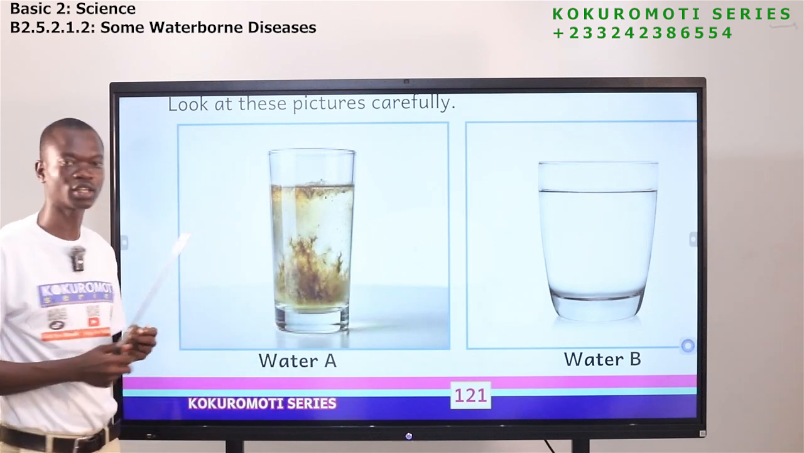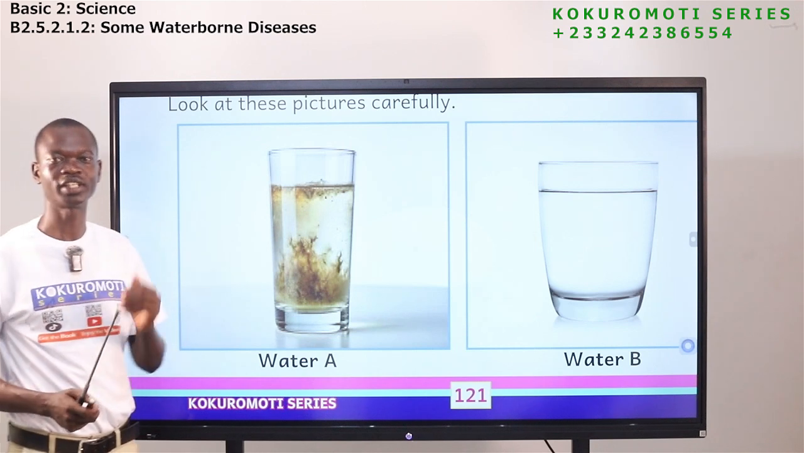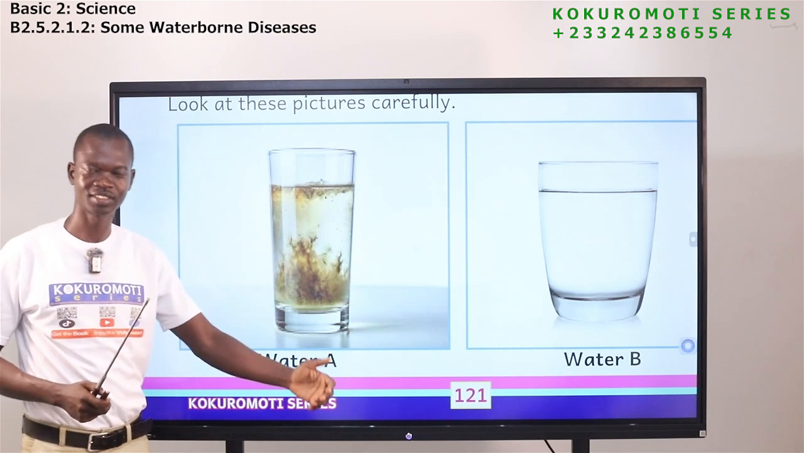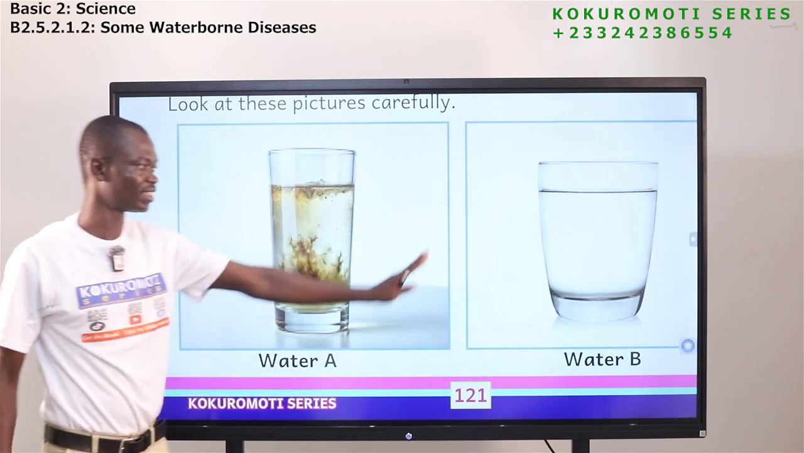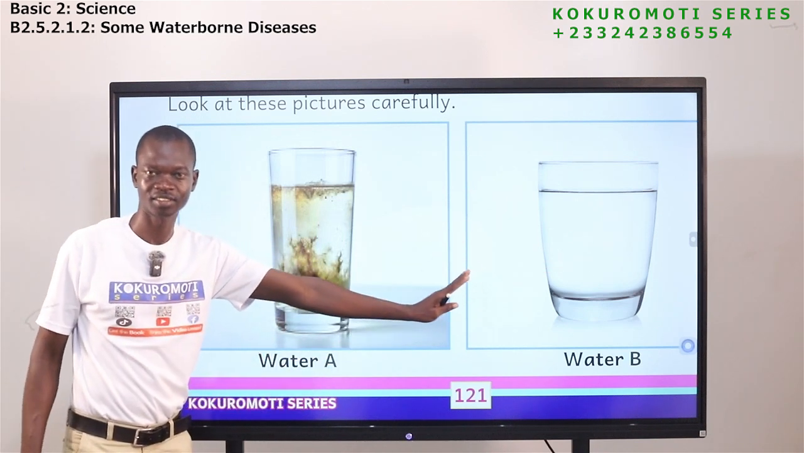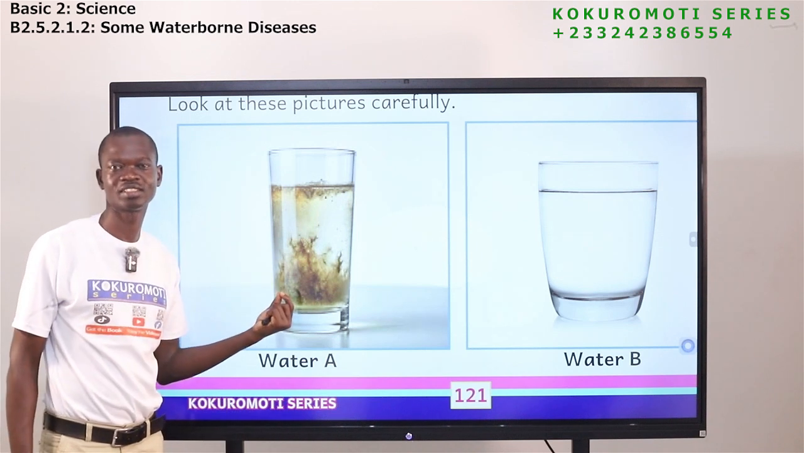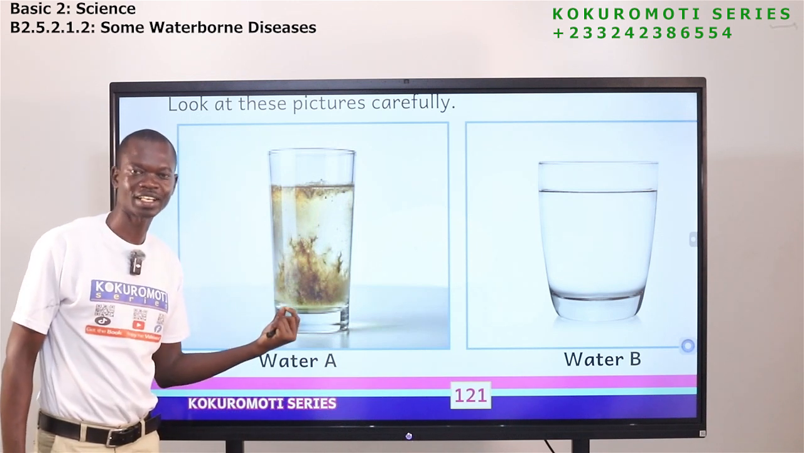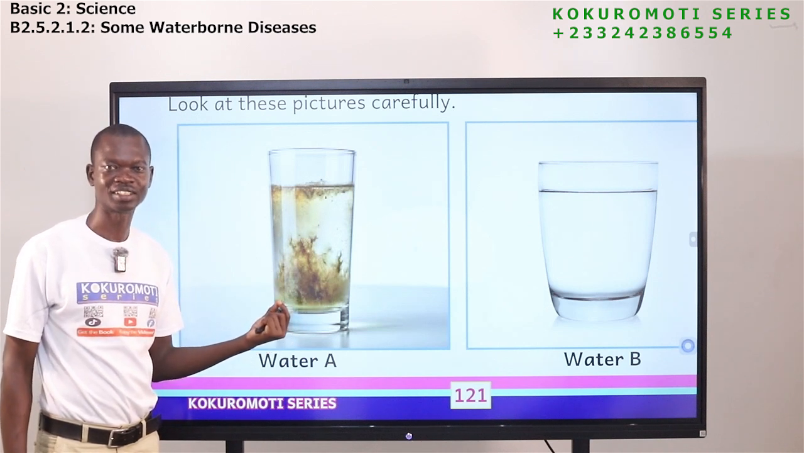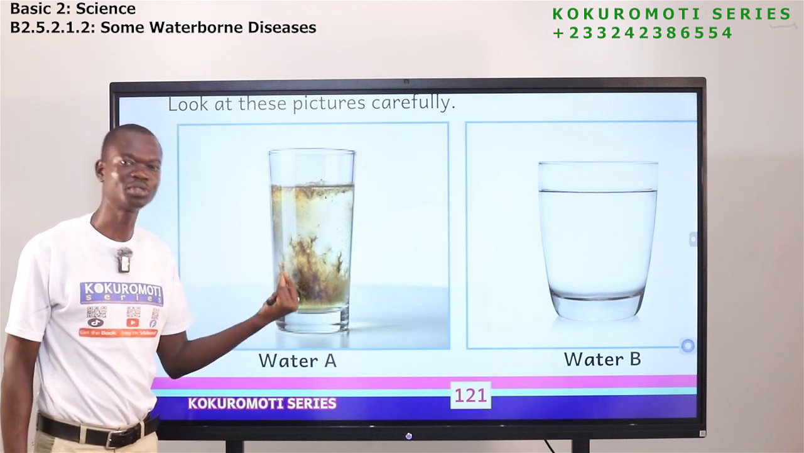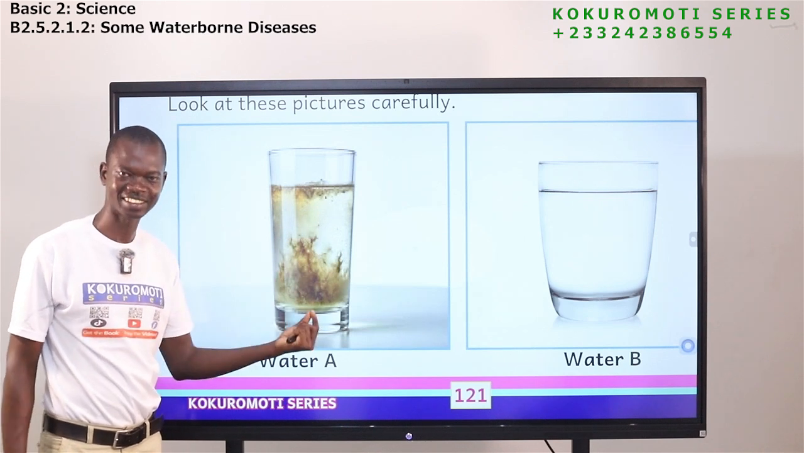So anytime you are drinking water, please check. If it is dirty, don't drink it. Otherwise, you get waterborne diseases. If you drink this, you will not get waterborne disease because it is safe, it is clean. But if you drink this, you will get waterborne disease because the water is what? Polluted. Because the water is what? Polluted or contaminated.